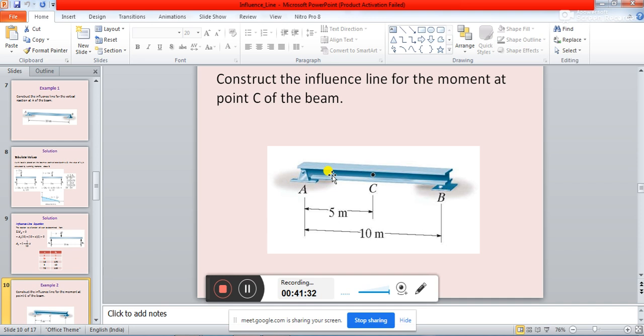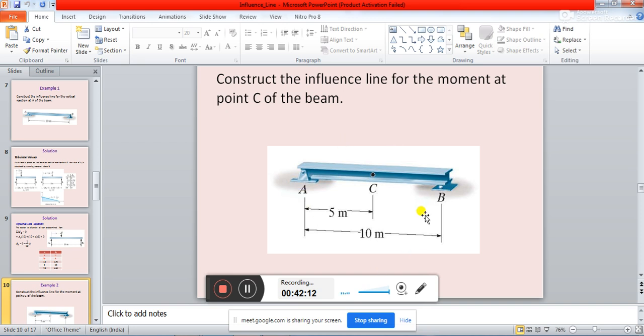So you should be very clear about this fact that the influence line diagram for bending moment at a point C, which is at a distance of 5 meter, and at a point C, let's say, which is at a distance of 2.5 meter, will be completely different. You must understand this, because we are not talking about bending moment diagram, we are talking about influence line diagram of bending moment at a particular or at a specified point C.